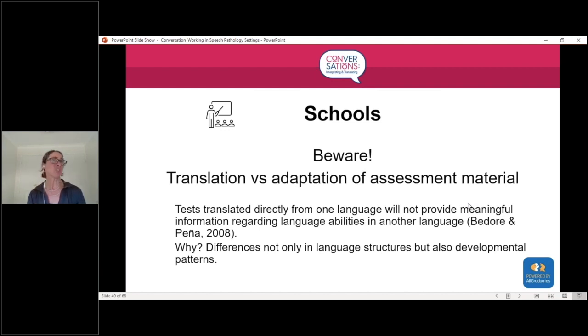So language develops differently in different languages. I think most speech pathologists are very aware of this, but it's also useful for you to be aware that you can't just take a test that's used to test a child's language or speech in English and find the equivalence in your language and administer it to the child. And in fact, there have been efforts around the world to adapt tests, okay?